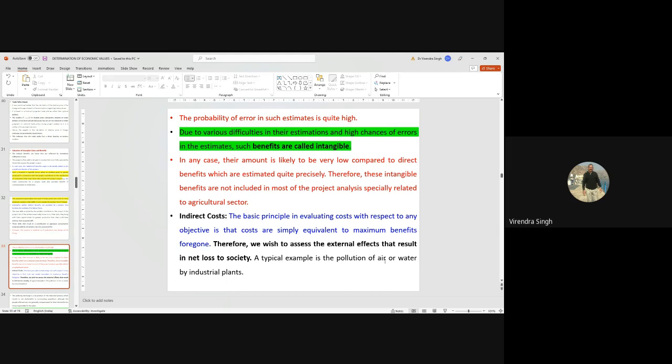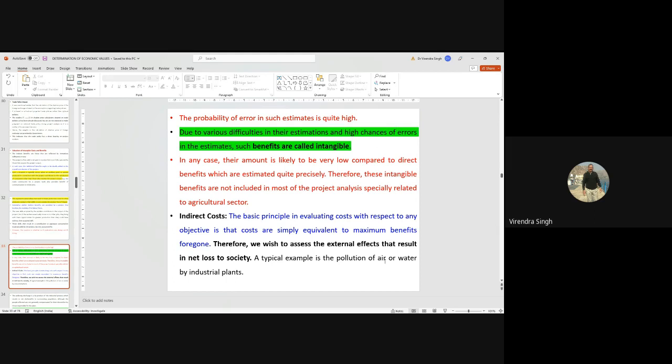In any case, their amount is likely to be very low compared to direct benefits, which are estimated quite precisely. Therefore, these intangible benefits are not included in most of the project analysis, especially related to the agriculture sector. There are no doubt benefits, but these intangible benefits are not included in the project analysis. Similarly, there is consideration of indirect costs.